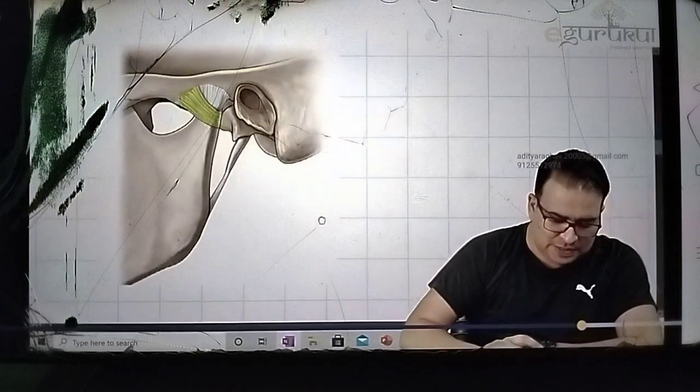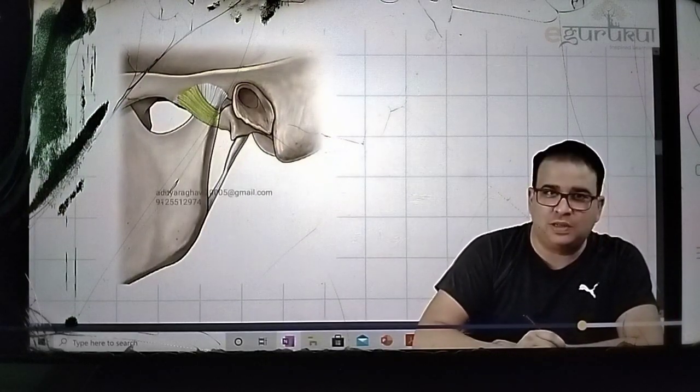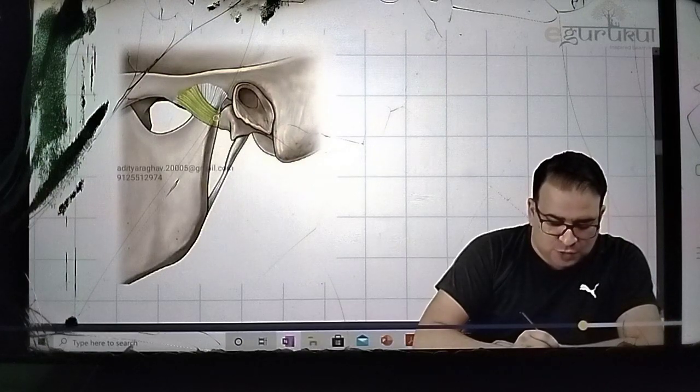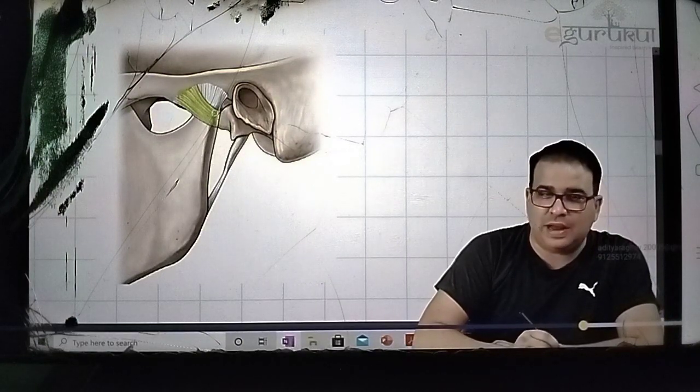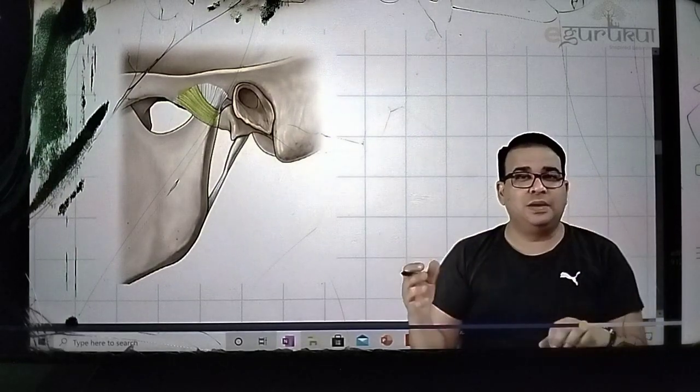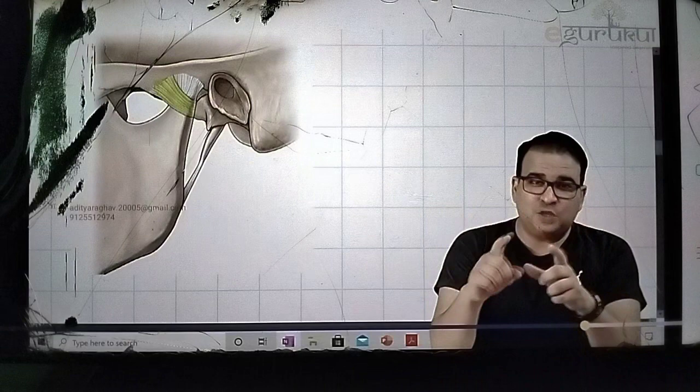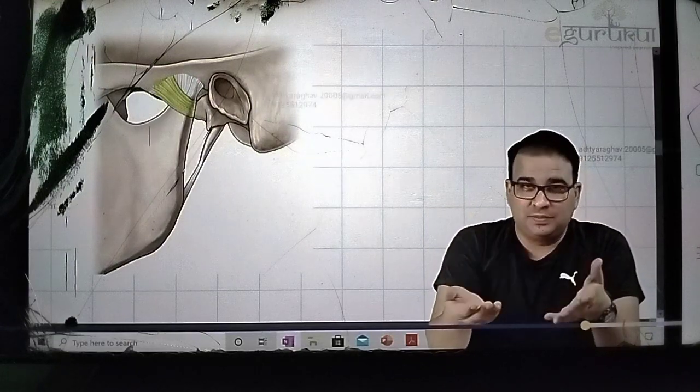So what you see, this lateral ligament is basically attached to what? It is attached to the tubercle, that is, the articular tubercle. Then it is coming downward and winding around the neck of the mandible laterally and posteriorly. It's very important to understand the direction of the ligament. Direction of the muscle always tells you the action of the muscle. Direction of the ligament always tells you which movement it is going to restrict.